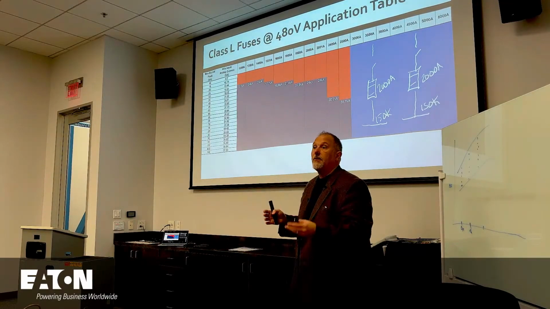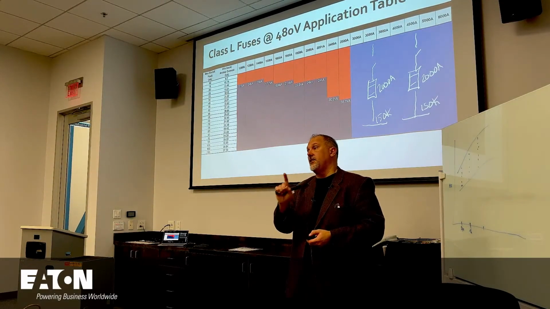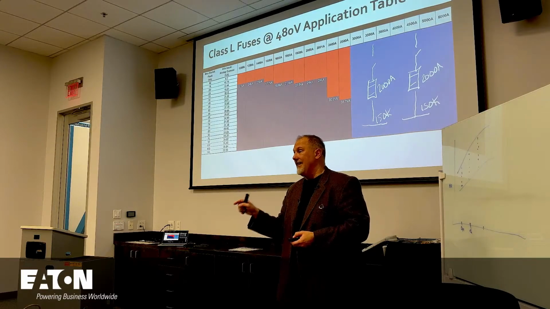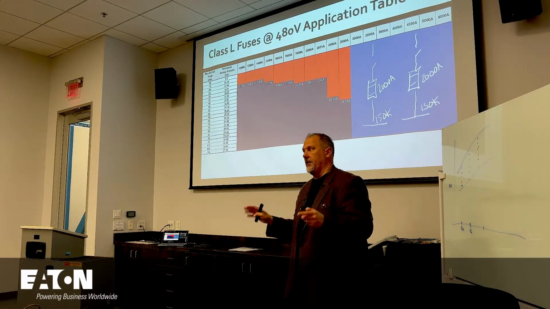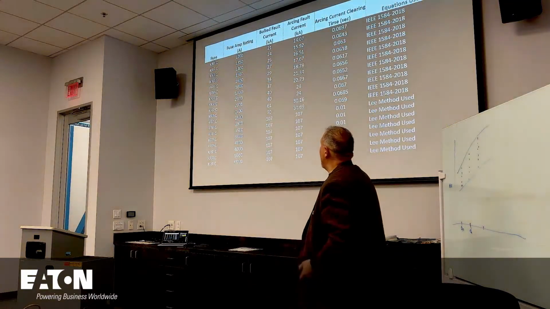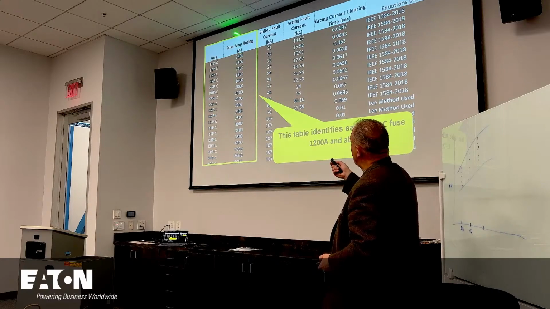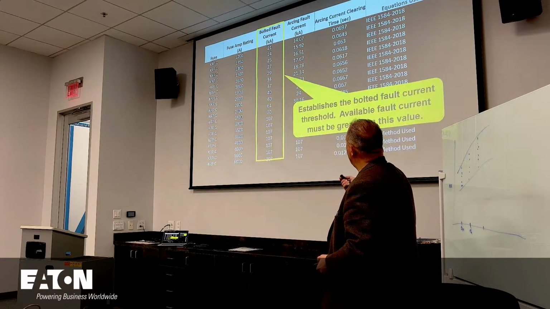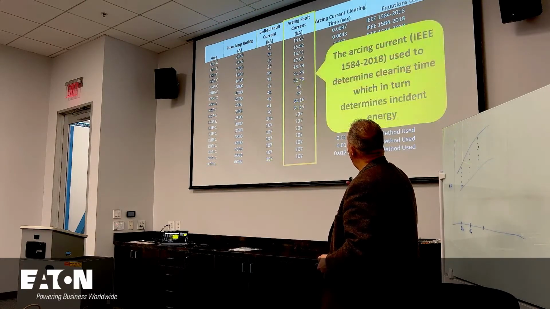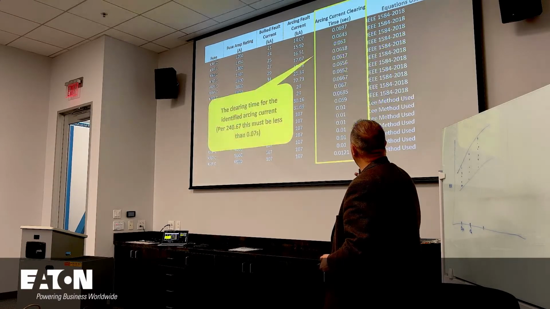You just have to do the comparison of the arcing current, and I would suggest the lowest arcing current. The code doesn't say lowest arcing current, it just says arcing current. And arcing current's not defined. So I gave you a series of fuses. You've got your fuse amp ratings, your bolted fault current values, there's your minimum arcing fault current, and there's your clearing time in seconds.